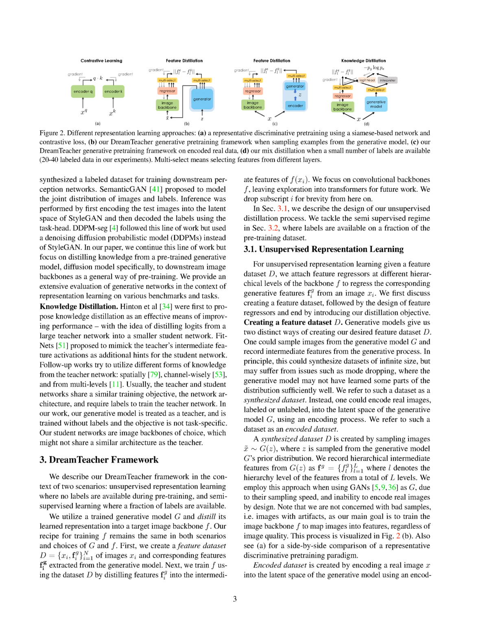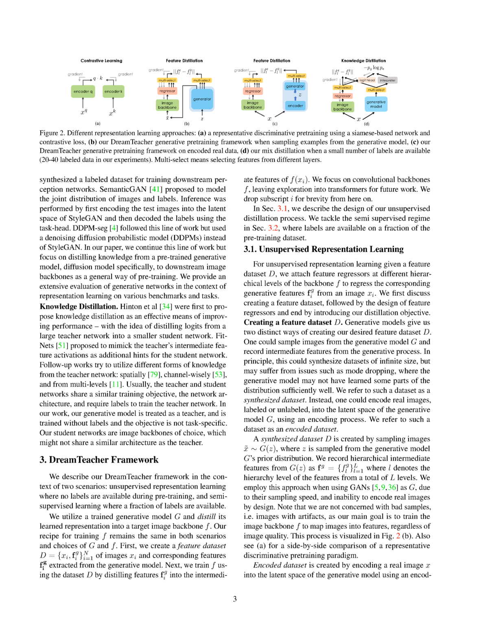Section 3, DreamTeacher Framework. We're going to explain our DreamTeacher framework, which we've used in two different scenarios. One where we don't have any labels during the pre-training phase, known as unsupervised representation learning, and another where we have some labels available, known as semi-supervised learning. In both cases, we use a trained generative model, denoted as G, and we aim to distill its learned representation into a target image backbone, denoted as F.